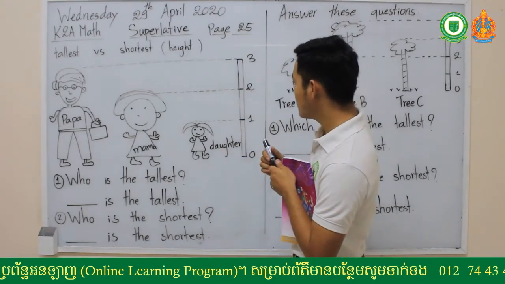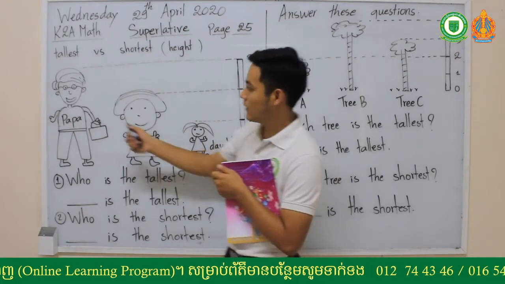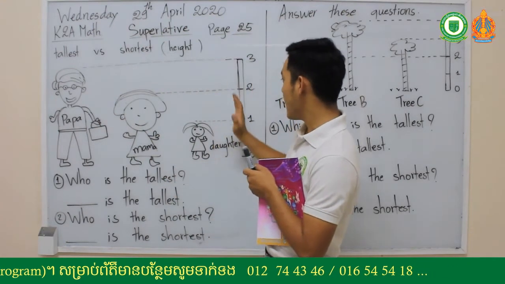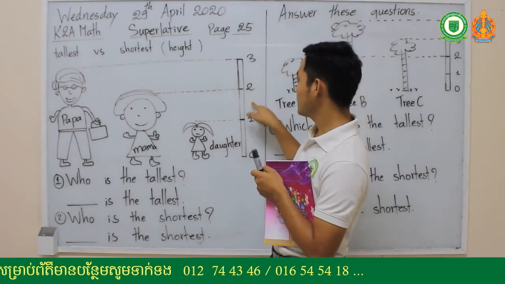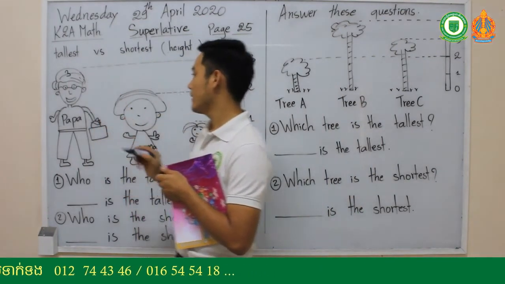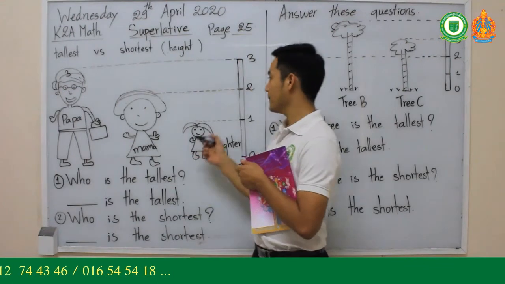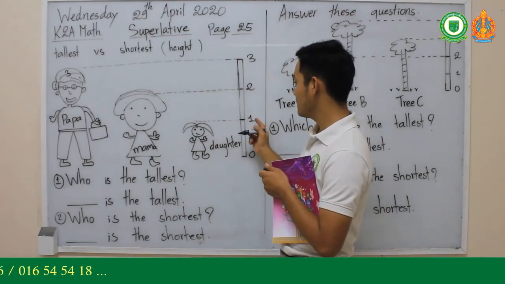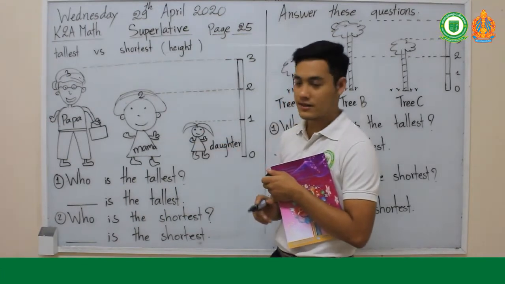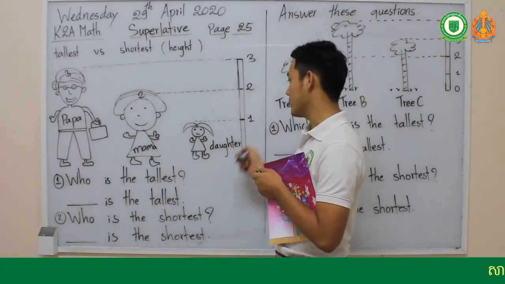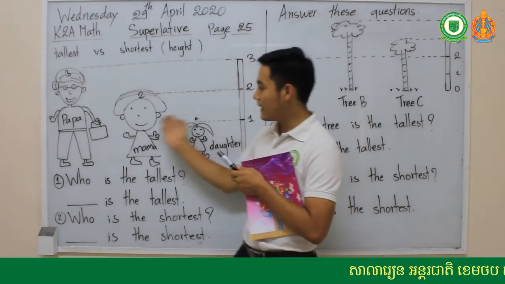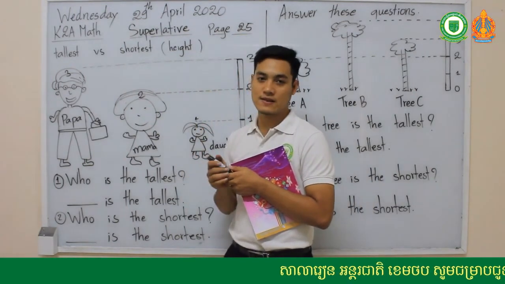So we go to daddy or the papa. We know that the height is 1, 2, 3. So papa is 3. What about mama? 1, 2, so mama is 2. What about the daughter? 0, 1, so she is 1. So when you look at the numbers right here, you really can answer the question.